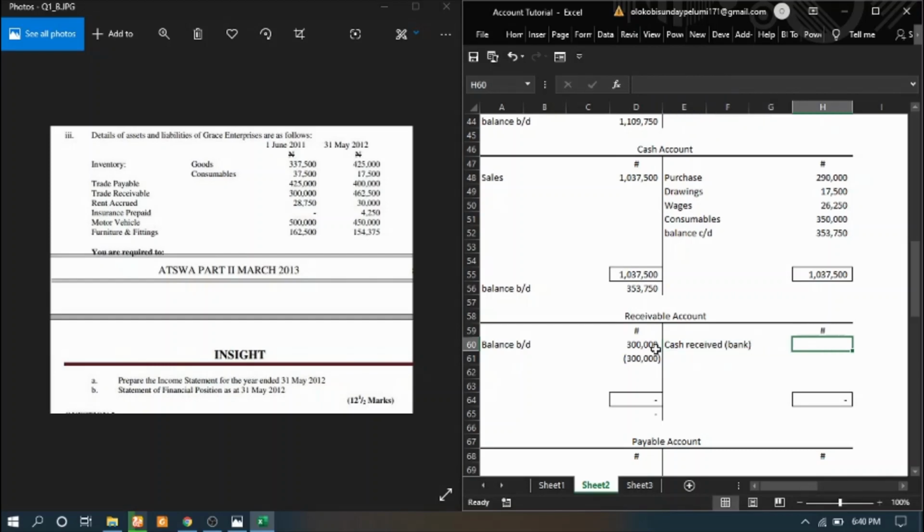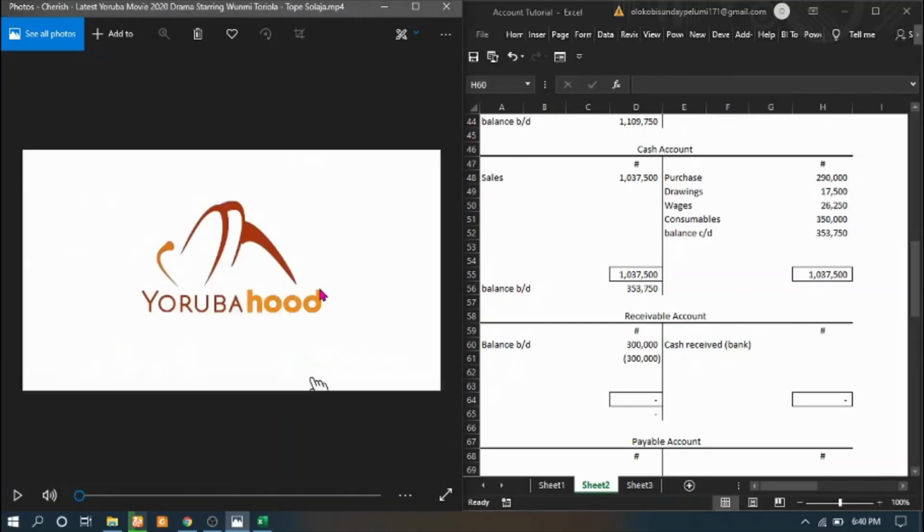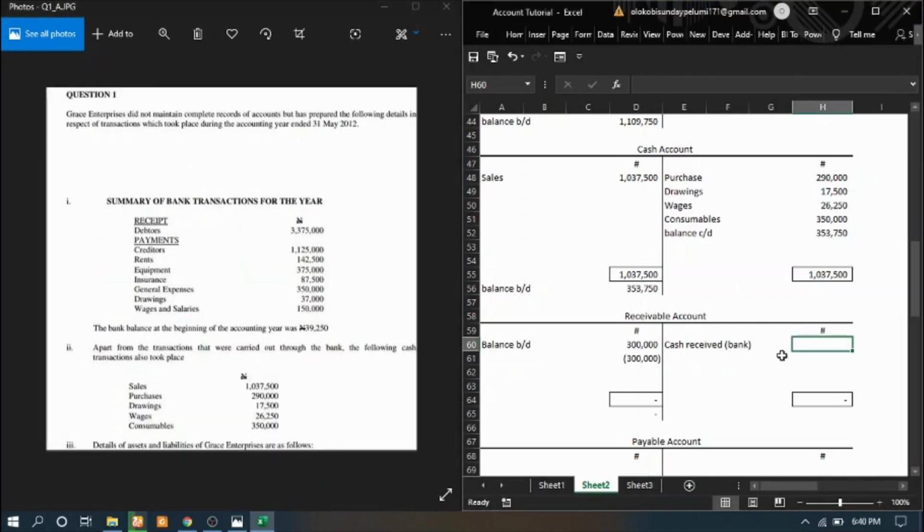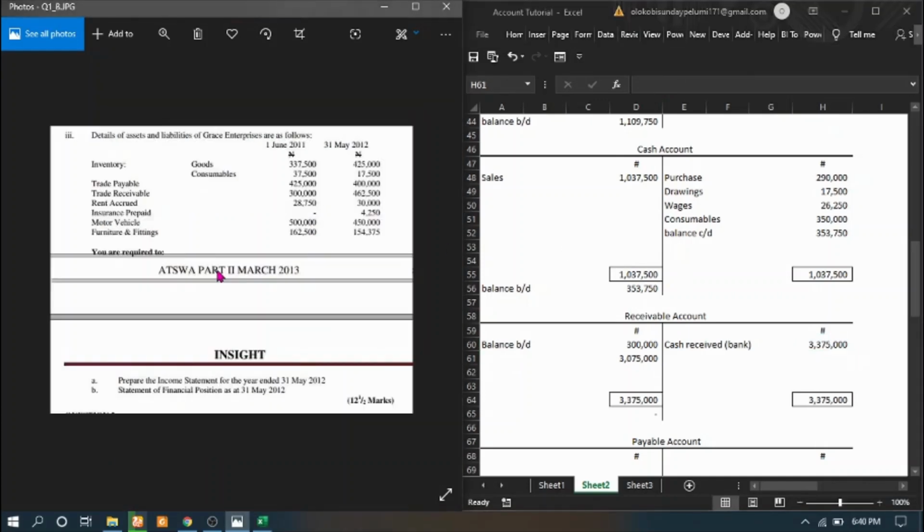Alright, so how much was received in the period? Let's quickly check that. So the amount that was received during the period is 3,375,000. That is the amount we received from the debtors, from the receivable, during the period.